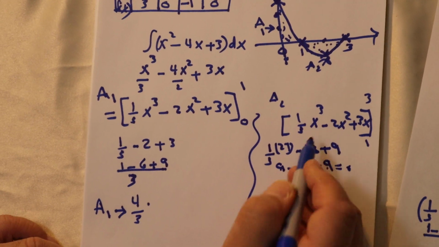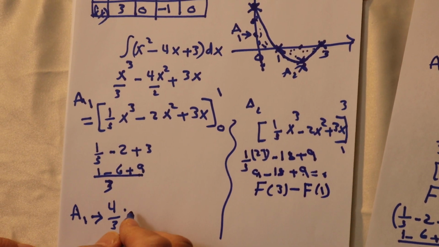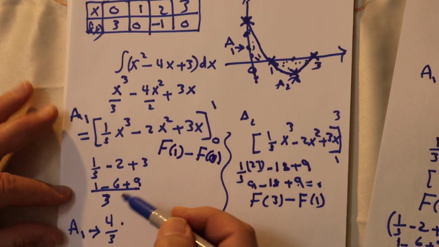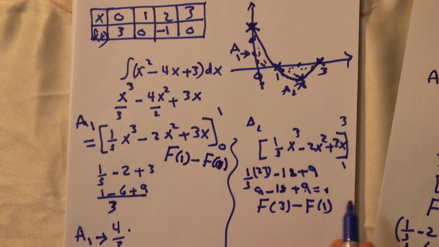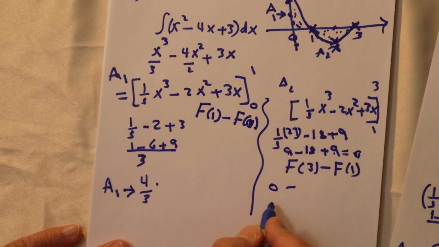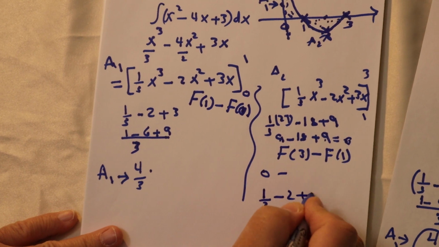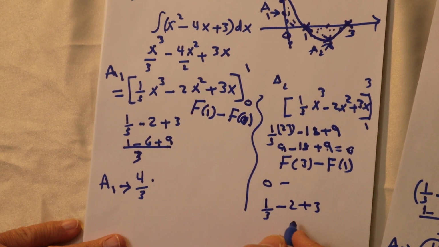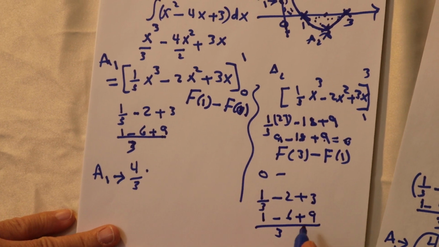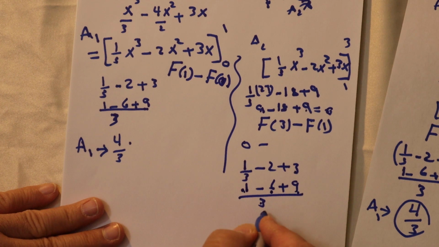So it will be f of 3 minus f of 1, just as here we did f of 1 minus f of 0. There, f of 1 is 4/3 minus f of 0, which is 0. Here, substituting 3 gives 0, minus the value at 1. So 1/3 times 1 to the third is 1/3, minus 2 times 1 squared is 2, plus 3. We do the same as before: 3 is 9 over 3, this is 6 over 3, and this is 1 over 3. 9 plus 1 is 10, 10 minus 6 is 4, so 4 over 3.